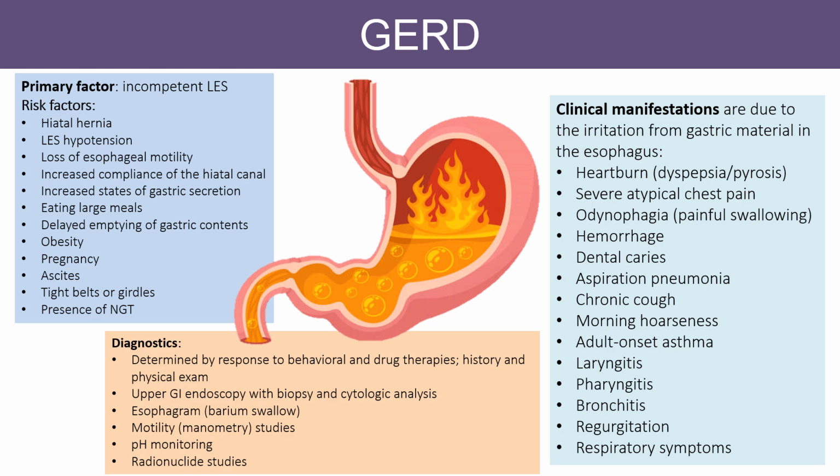So the primary factor of GERD is an incompetent LES, meaning that that little sphincter that sits right here is just incompetent. It's not doing its job. It's not staying shut. It's not opening and closing as it should. So risk factors for GERD include a hiatal hernia, which we will talk about later, LES hypotension, loss of esophageal motility, eating large meals, delayed emptying of gastric contents, obesity, pregnancy, ascites, wearing tight belts or girdles, and the presence of an NG tube.